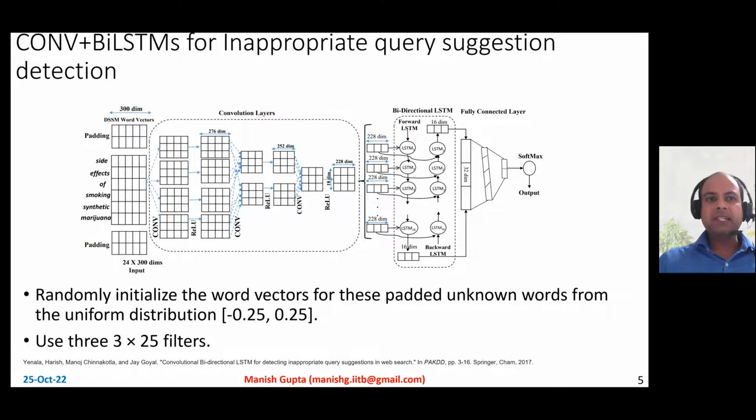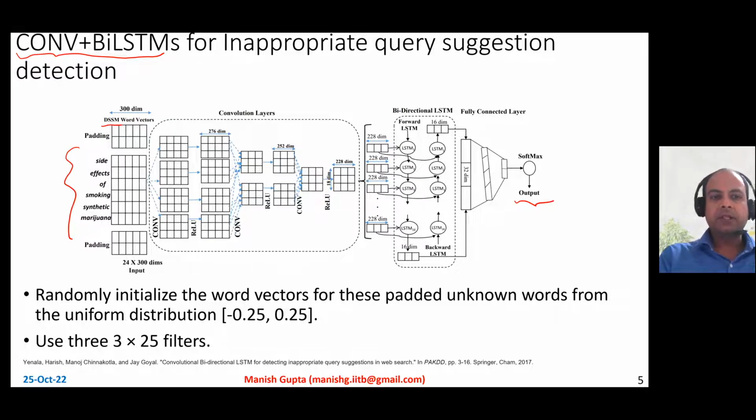One of the first systems which tried to act in this direction proposed a convolution plus BiLSTM kind of method, called the convolutional BiLSTM method, for inappropriate query suggestion detection. So the idea is, given a particular query suggestion, the expected output is a binary classification of whether the suggestion is appropriate or not. The query is essentially expressed in terms of word embeddings. So each of those words is embedded. In this particular case, they used DSSM word embeddings. However, one could use any other word embedding method.